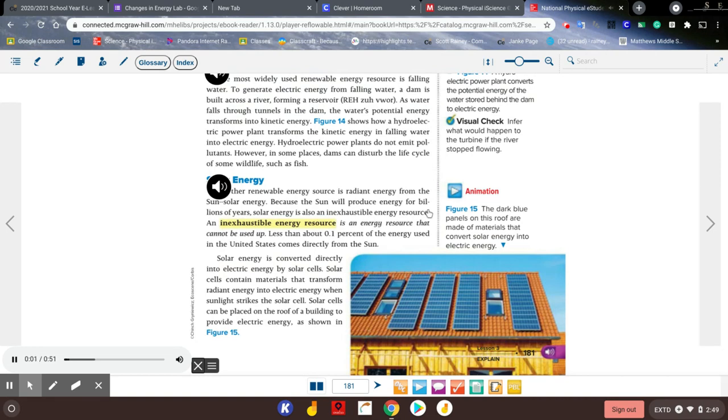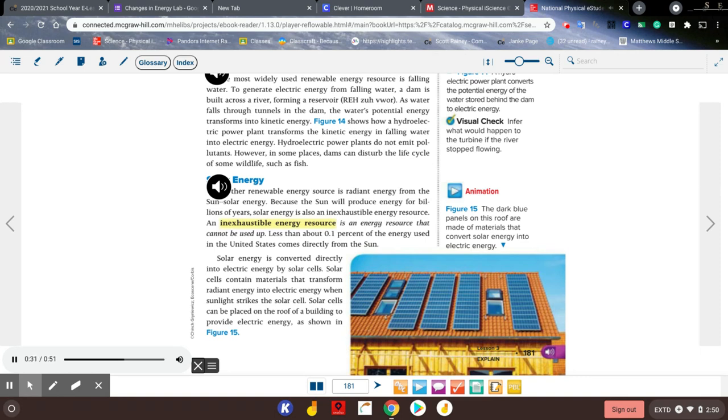Solar energy. Another renewable energy source is radiant energy from the sun, solar energy. Because the sun will produce energy for billions of years, solar energy is also an inexhaustible energy resource. An inexhaustible energy resource is an energy resource that cannot be used up. Less than about 0.1% of the energy used in the United States comes directly from the sun.